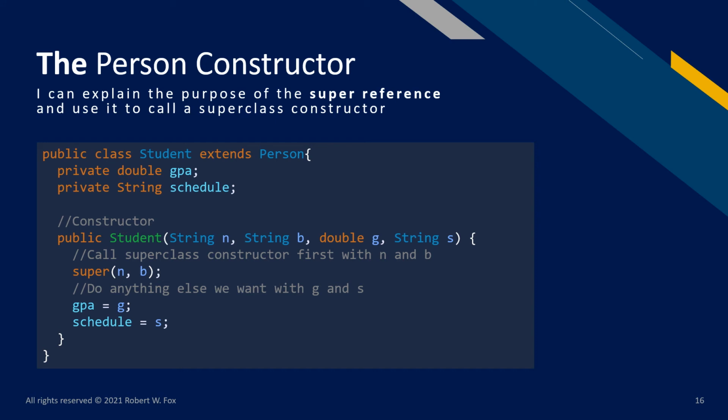Take a look. I'm in my student class. Again, it's the subclass. And notice that to the constructor, I've added two parameters. I still have the name and the birthday, but I also added one for the GPA and another for the schedule. It basically now has four parameters. Two of those parameters get passed up to the superclass for initialization. And now after that, the other two parameters get initialized here. So I handle the GPA and schedule instance variables here in the student class. The other values get passed right up to the superclass to get initialized.